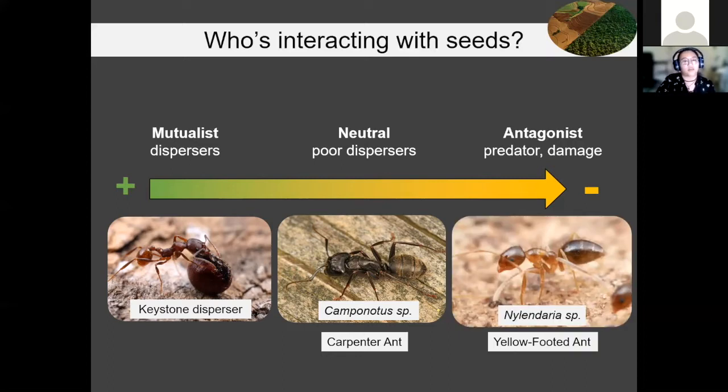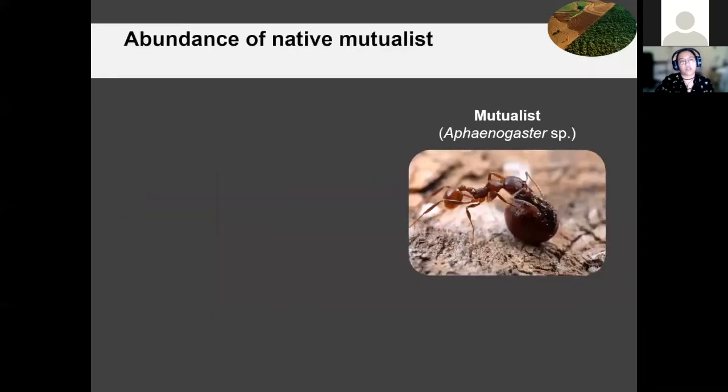That's what I'll be calling them for the rest of the talk. These are what we consider seed predators, or they damage seeds. There are actually some ant species, particularly invasive species like this Nylanderia, also known as a yellow-footed ant. They will harm the seeds and then make them unattractive to our keystone disperser. So thinking about this, we can look at, well, is the abundance of these players in seed dispersal different?